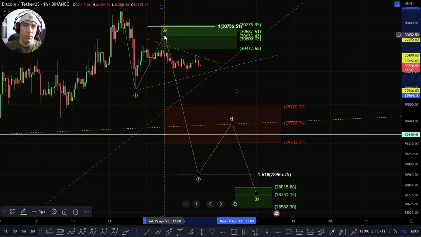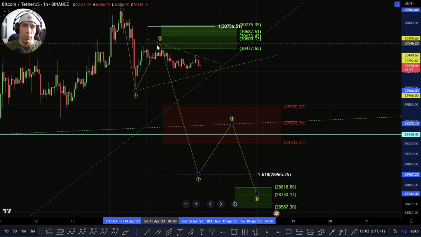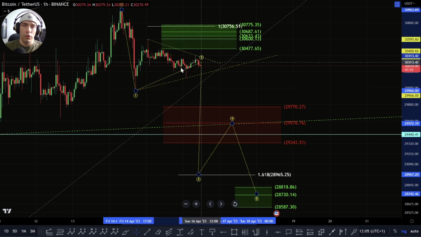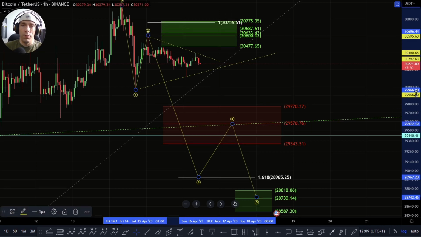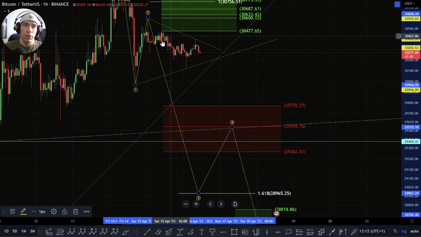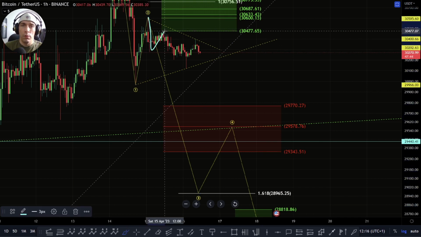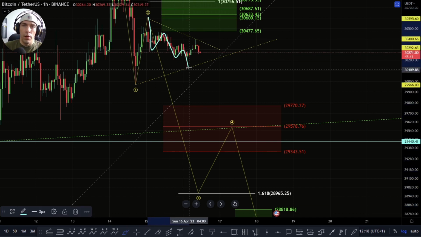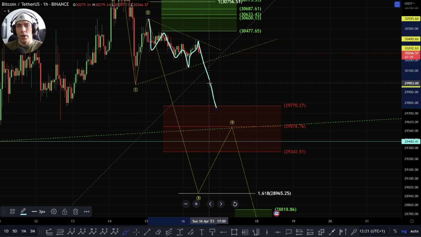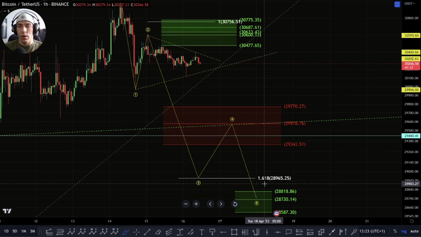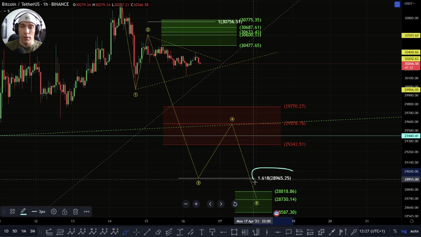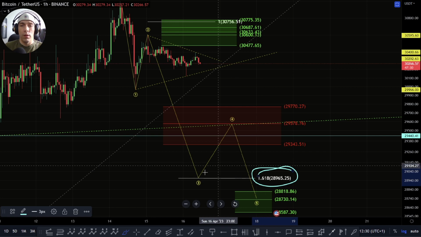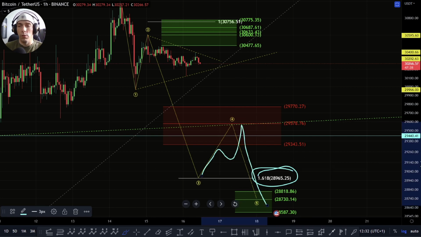Now, it is possible we could argue that within here we have a wave two somewhere. If this is a triangle, it can't be an impulse. So that's just one thing we need to be careful of. But it is possible within here that we could actually have something like this rather, where we have a 1, 2, and we got potentially another 1 and a 2 here, and then we start to break down much deeper, looking for this target of this 28,965.